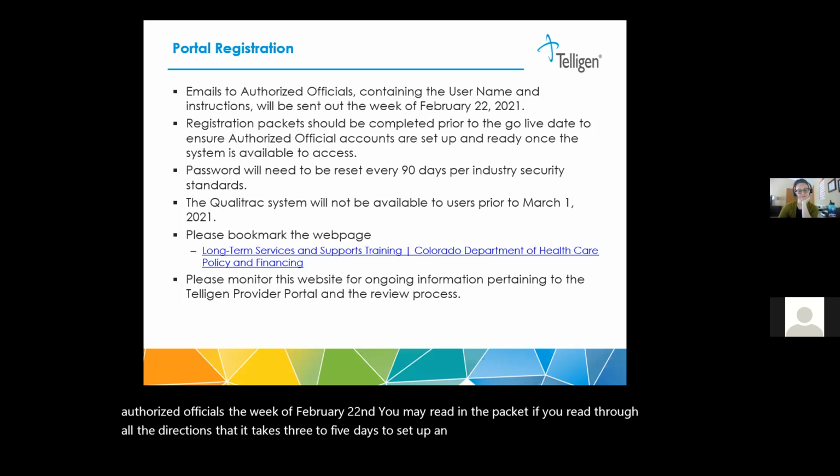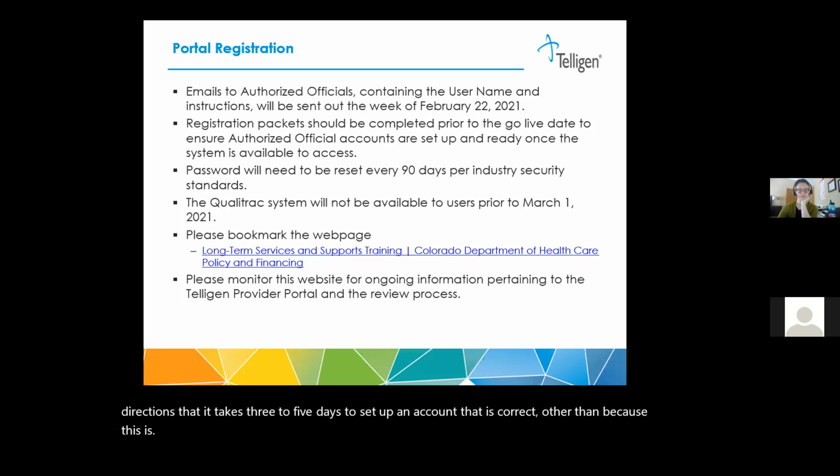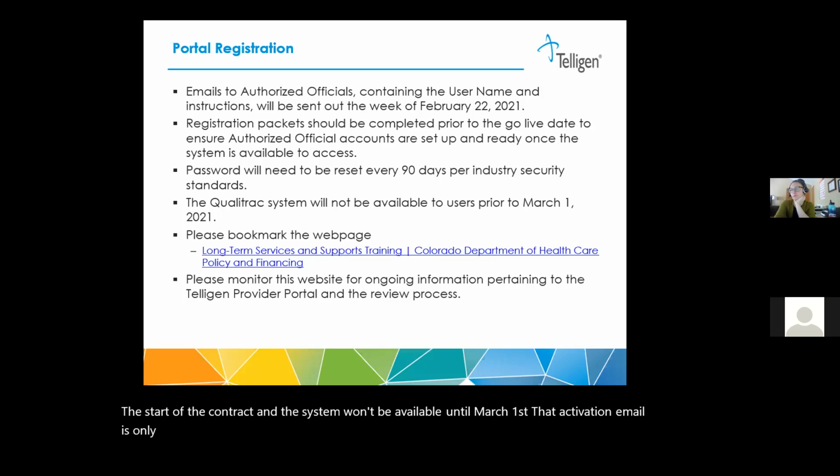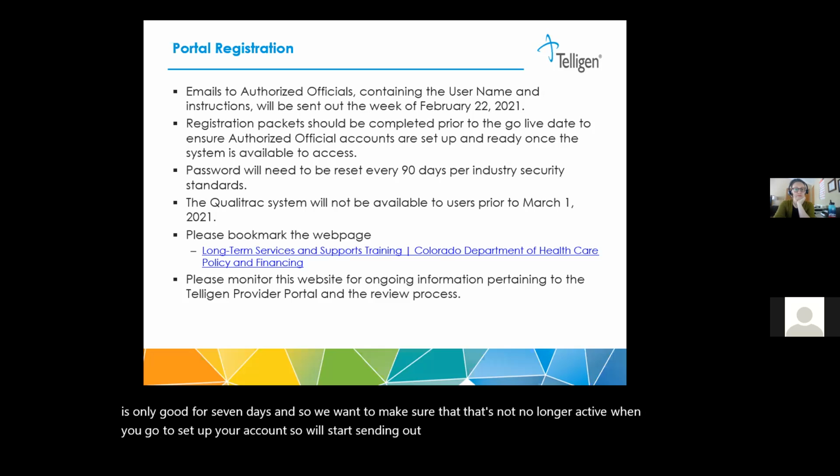That is correct, other than because this is the start of the contract and the system won't be available until March 1st. That activation email is only good for 7 days. And so we want to make sure that it's not no longer active when you go to set up your account. So we'll start sending out those emails the week of February 22nd, and then people will be able to follow that activation link and get their accounts set up.